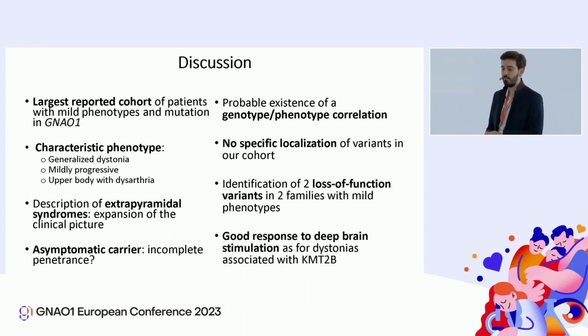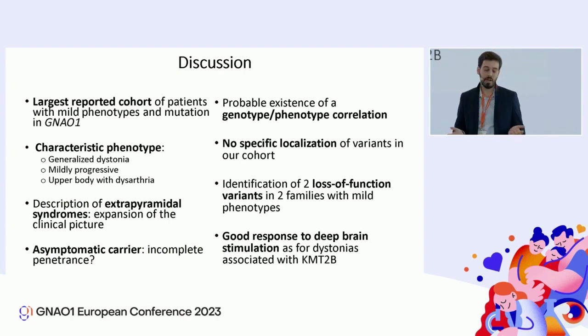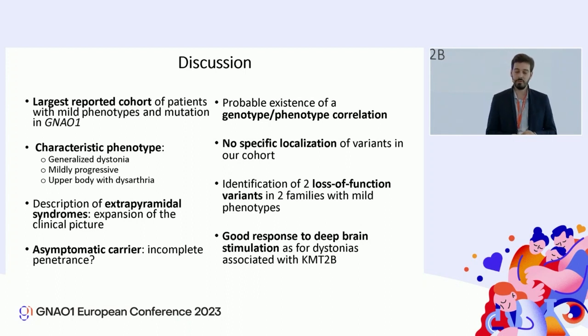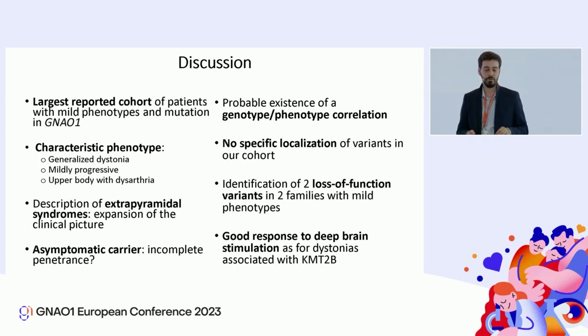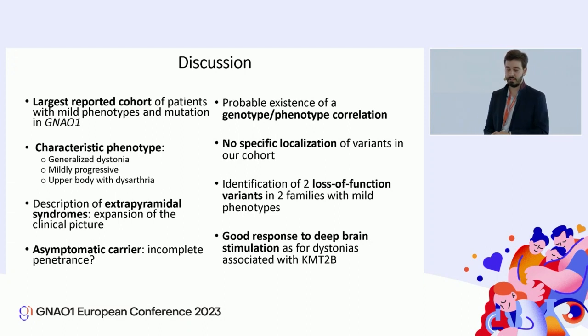So as we said, there is a probable existence of a genotype-phenotype correlation. While there are no specific localizations of variants in our cohort, we identified two loss-of-function variants in two families with mild phenotype, which runs against the hypothesis of a direct correlation between loss-of-function variants and developmental epileptic encephalopathy, and gain-of-function or neutral variants and neurodevelopmental disorders with movement disorders and dystonia.